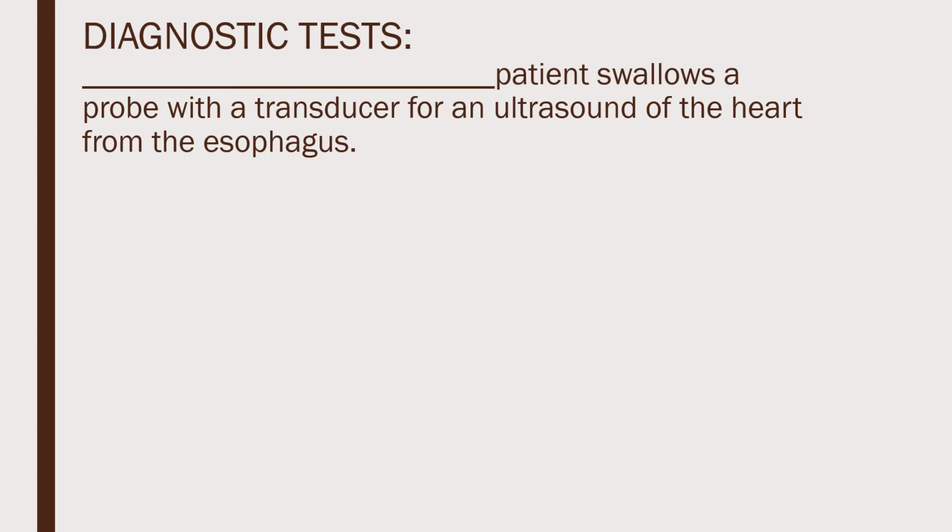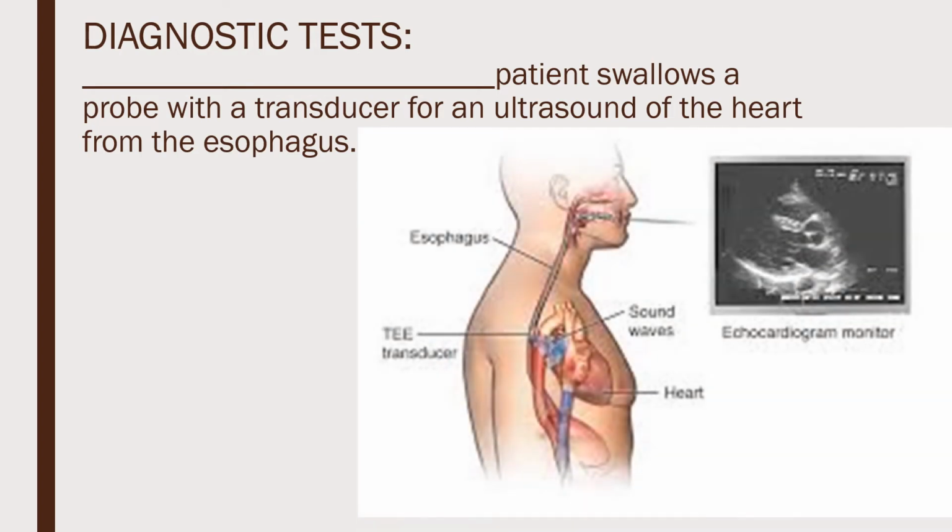A transesophageal echocardiogram is when a patient swallows a probe with a transducer for an ultrasound of the heart from the esophagus. Keep the patient NPO until the gag reflex returns.